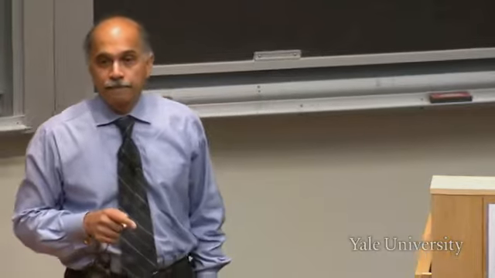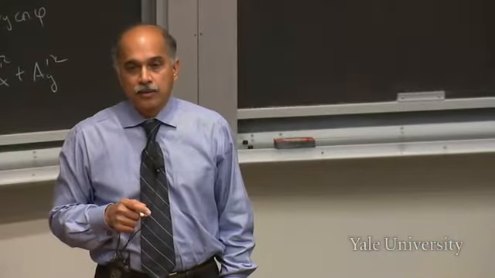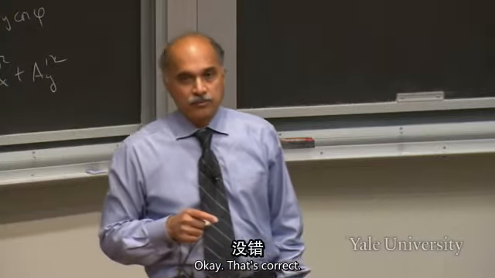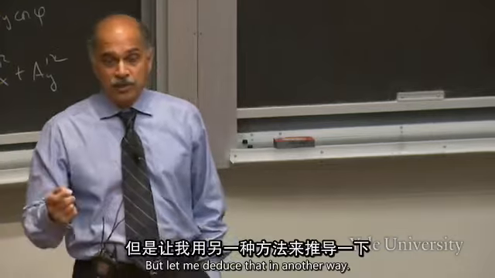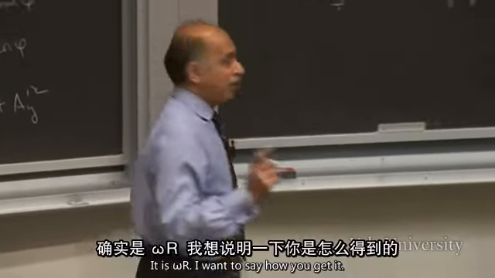Yes? Omega r. And how did you get that? Because radians per second times the radius of the circle gives you the speed. Okay, that's correct. But let me deduce that in another way. Your answer is completely correct. It is omega r. But I want to say how you get it.